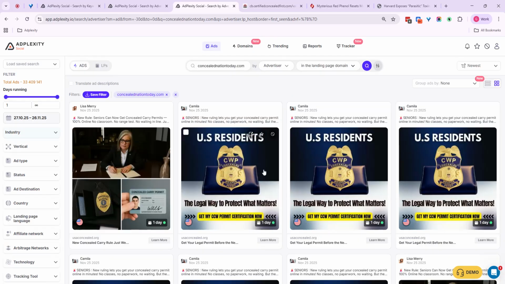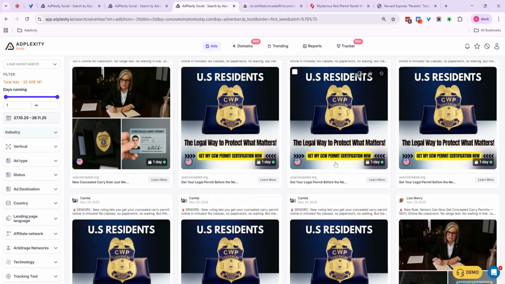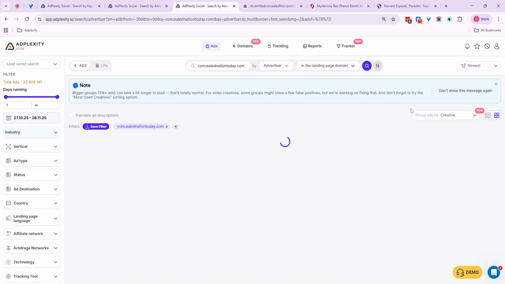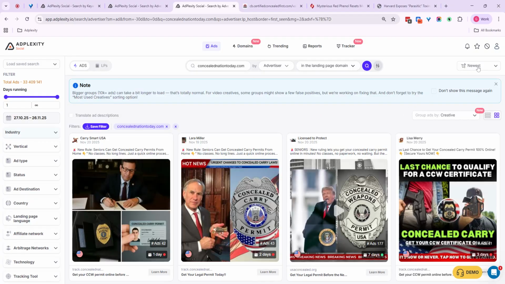We have released something really cool, which is allowing us to group the creatives, or group the ads by creative in this case. So you can toggle here, group ads by creative. And now we can then change the sorting. Instead of newest, we go for most used creatives.